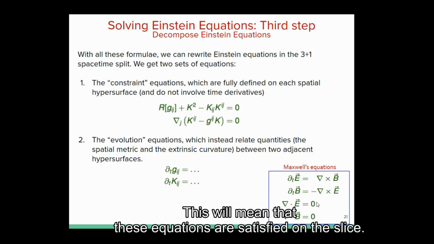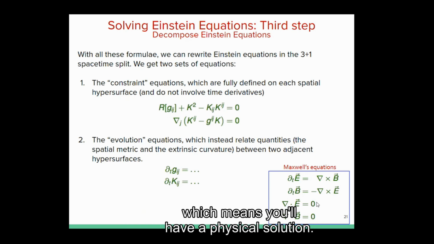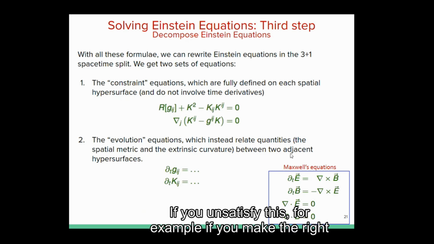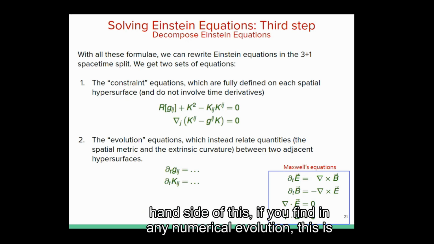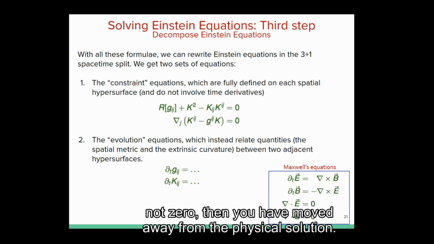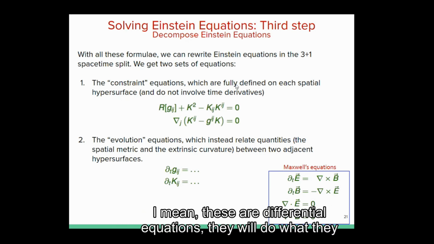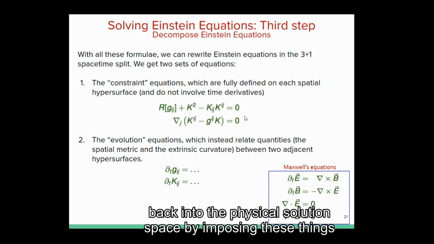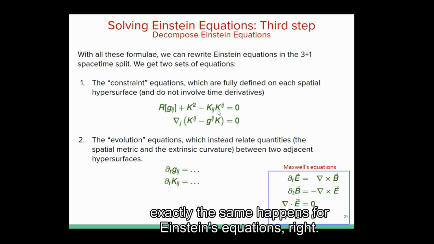That phrase will mean that these equations are satisfied in this slice, which means you have a physical solution. If you unsatisfy this, for example, if you take the right hand side of this and find in a numerical evolution that it is not zero, then you have moved away from the physical solution. I mean, these are differential equations. They will do unphysical things also. You have to bring the solution back into the physical solution space by imposing these constraints. Exactly the same happens for Einstein's equations.